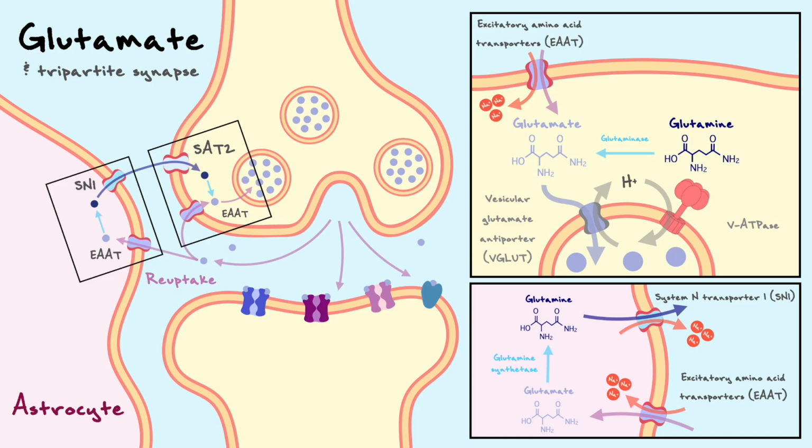The glutamine that has been extruded from the astrocyte can then enter the presynaptic terminal through another transporter called the System A Transporter or SAT2 and be reconverted into glutamate by glutaminase. This final step ties in the reuptake process of glutamate.